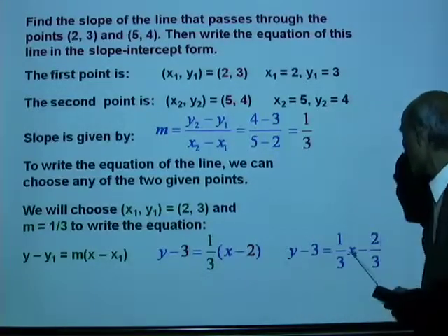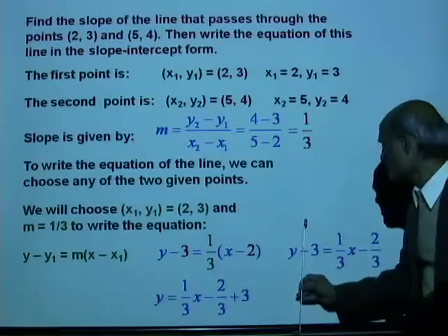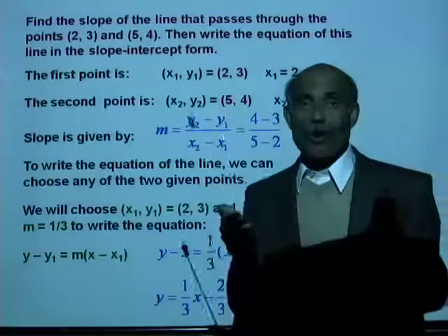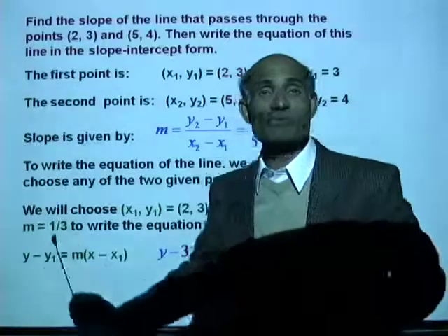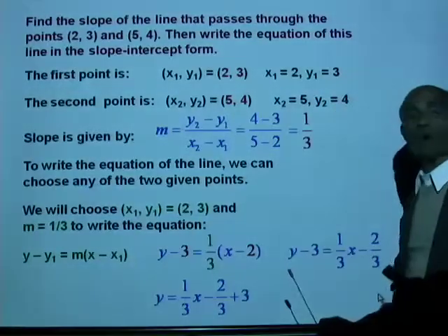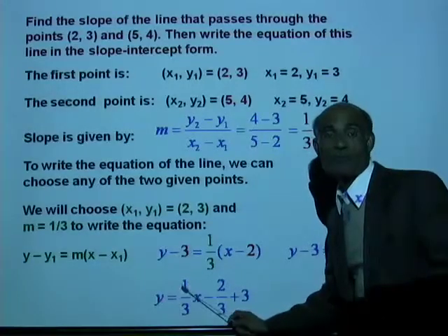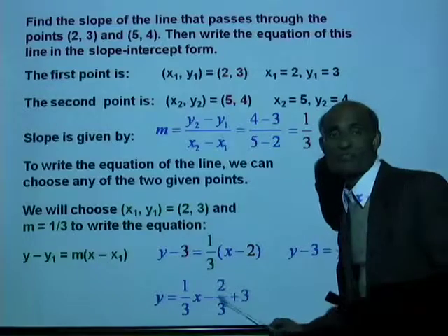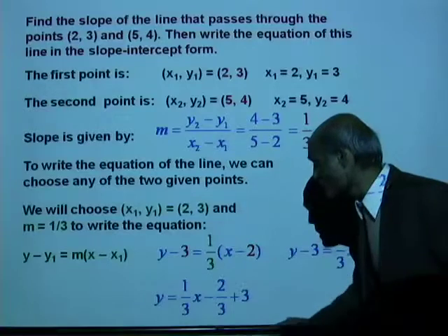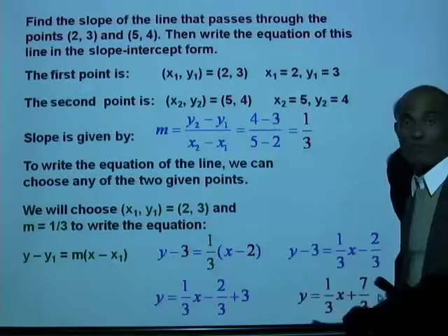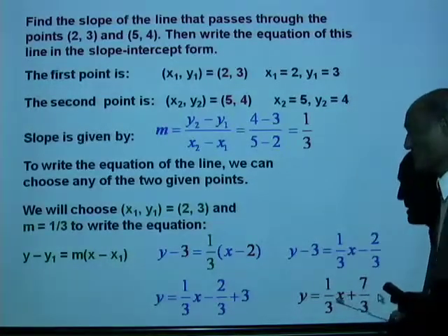1/3 x minus 2/3. And you can simplify that. Now, when you write an equation, always the output must be on the left side, y equal to, and everything else must be on the right side. So you must solve for y. That means move the negative 3 to the right side. That gives you y equal to 1/3 x minus 2/3 plus 3. And now you simplify this. What is negative 2/3 plus 3? Well, I'm going to leave it for you to do that. Negative 2/3 plus 3 is plus 7/3.